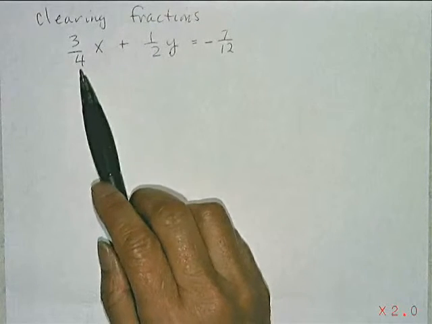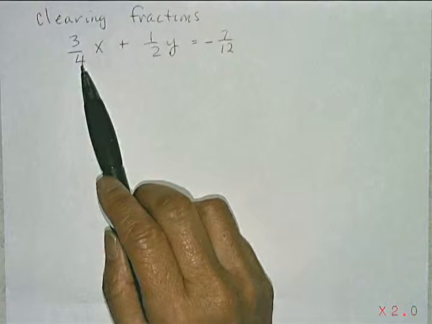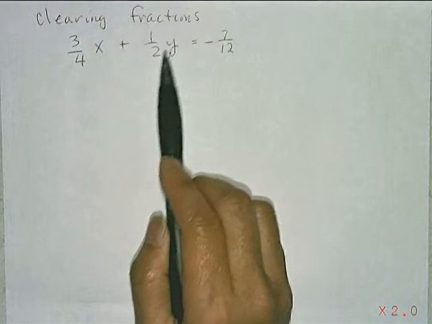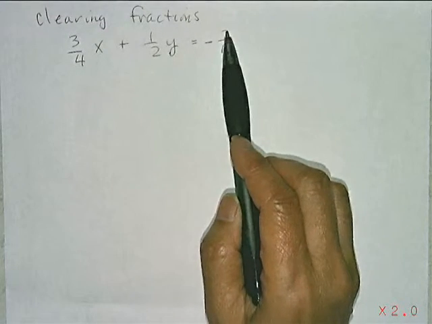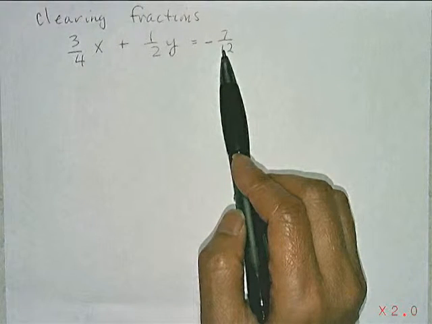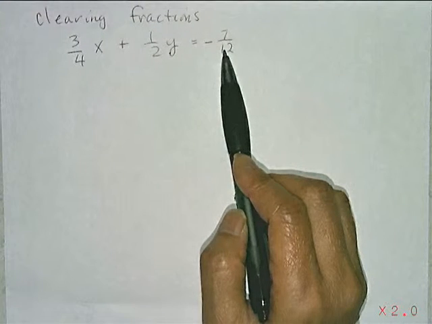Don't forget that this means divide by 4. 3x divided by 4, 1y divided by 2, and -7 divided by 12. Okay, what we're going to do is clear the fractions by multiplying every part by the lowest common multiple.